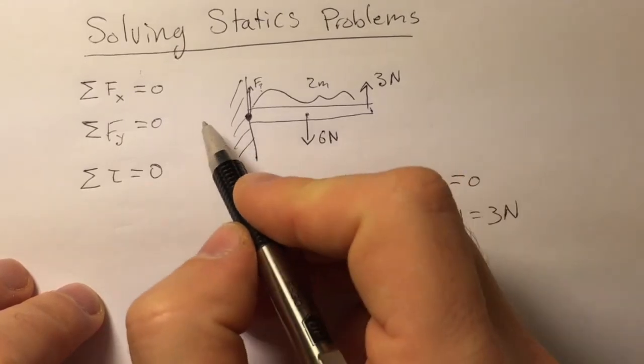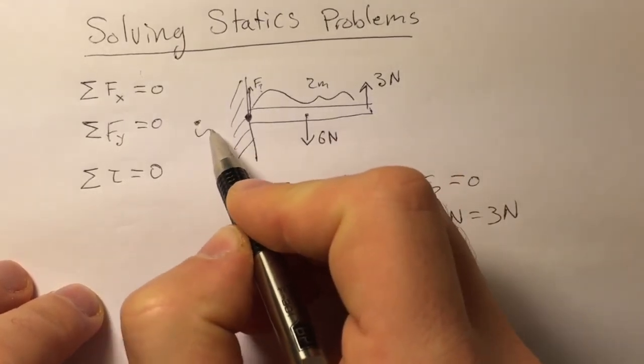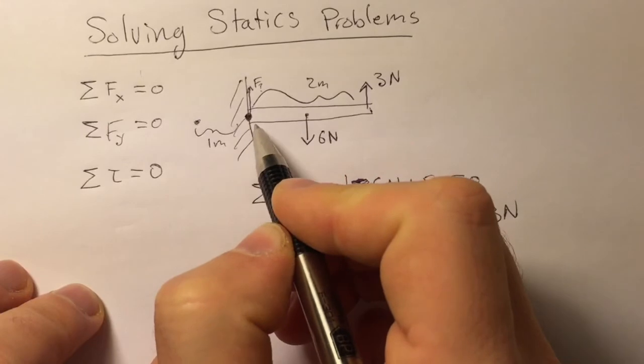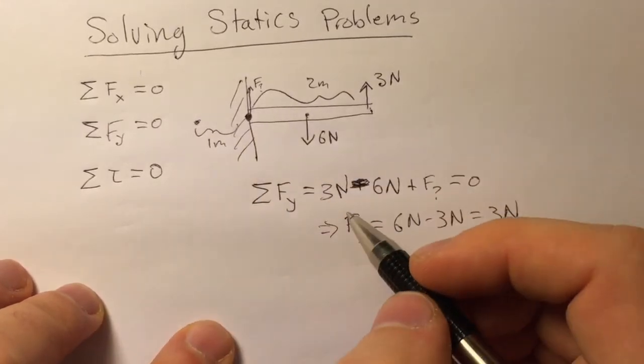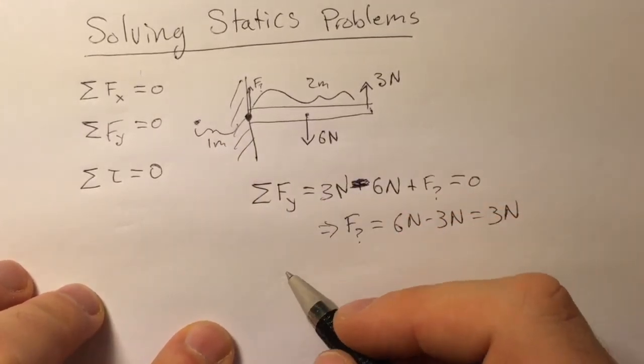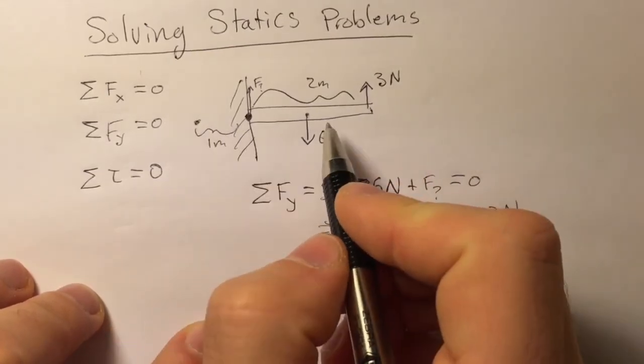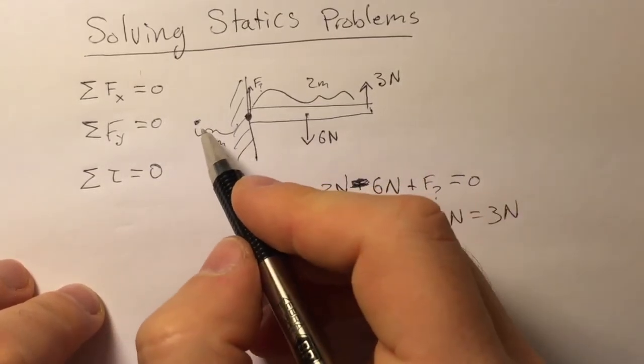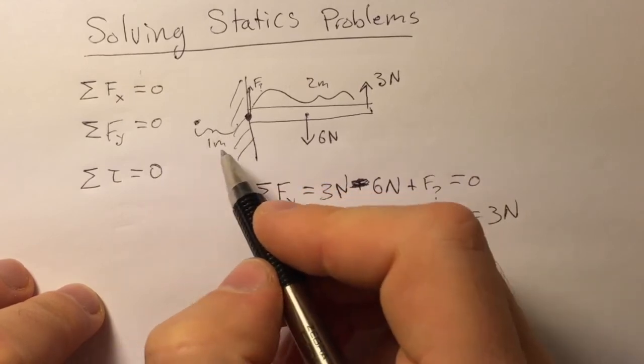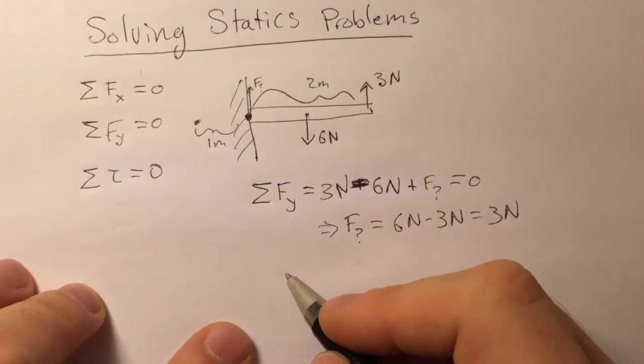So I'm going to choose a pivot point that's over here. Let's say it's like 1 meter to the left of where it's attached to the wall. And so what are all the torques around this point that isn't even on the bar? You can do that. You can put the pivot point anywhere when you're doing a statics problem.